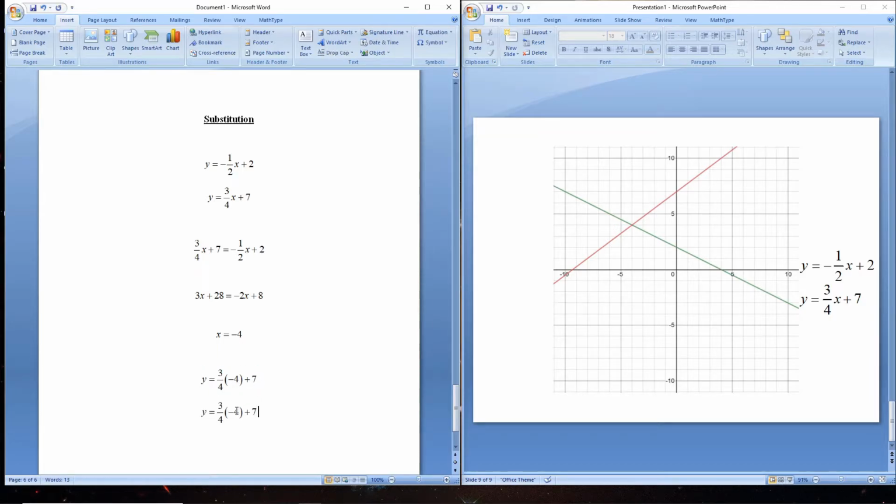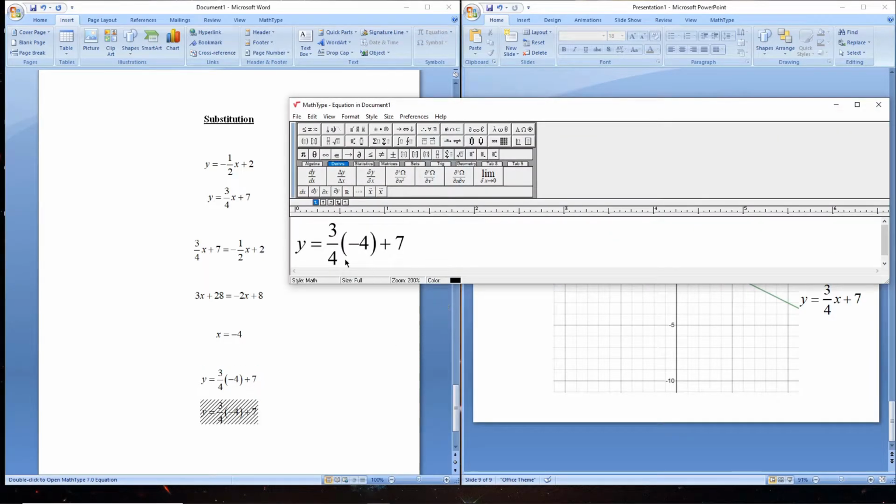And then we'll simply solve that for y. So 4 divided by 4 is a 1, and this will be a minus here, so this is ultimately a minus 3. And then minus 3 plus 7 gives us a 4.